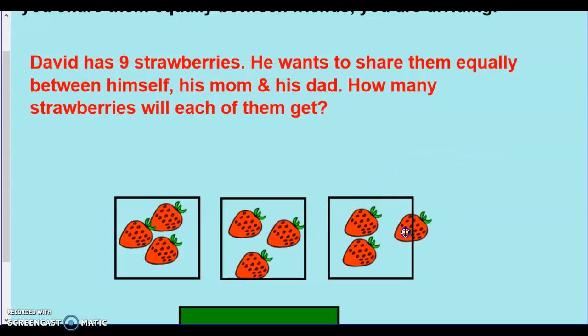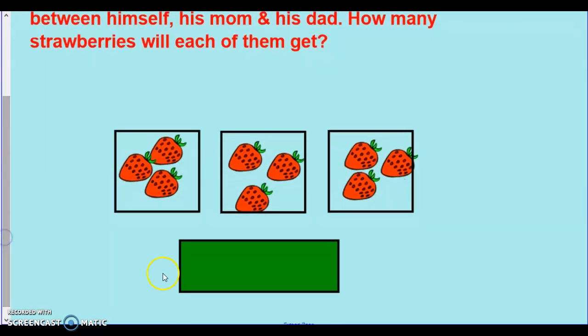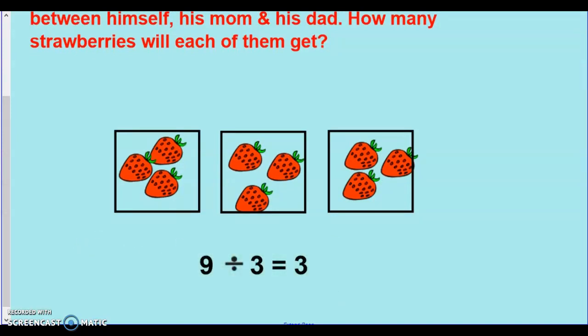So David had 9 strawberries to start with, shared them between 3 people. We'll say this one's David, this is his mom, this is his dad. So how many strawberries do each of them get? They each get 3, right? So that's division. Your division equation for that would be 9 divided by 3 equals 3. So we took 9 and shared it into 3 groups, and we have 3 in each group.